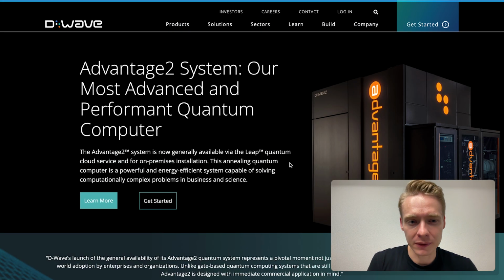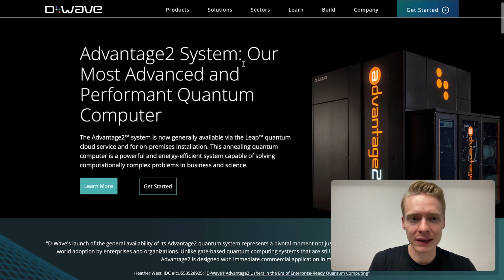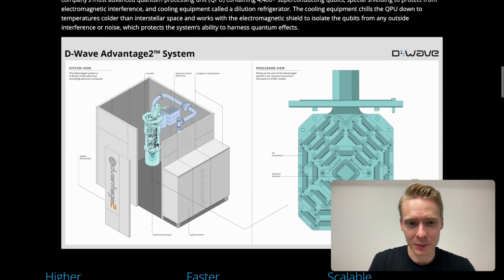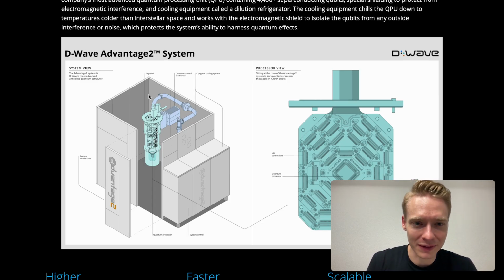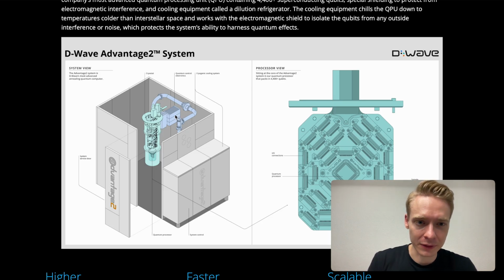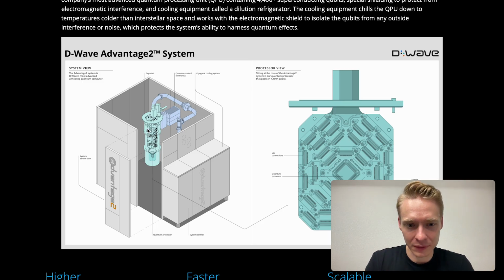Then we also have the different systems here. So the Advantage2 is the latest system, the most advanced and performant quantum computer. There are some announcements here and videos. There's an explanation here. You see the cryostat system in here with the vacuum tubes and the cooling solutions. You see that there's quantum control electronics to actually create those signals and actually measure these signals. So it's very close here to the cryostat where the electronics is being hosted inside. You see there's a cryogenic cooling system here that usually includes the helium tanks and all the pumps and peripherals that you need.